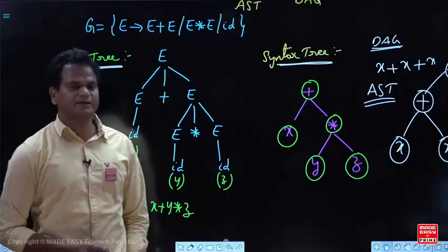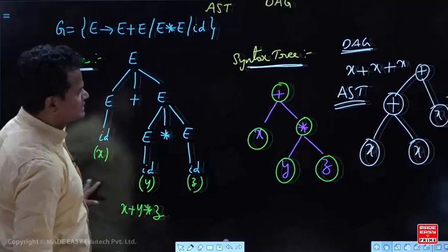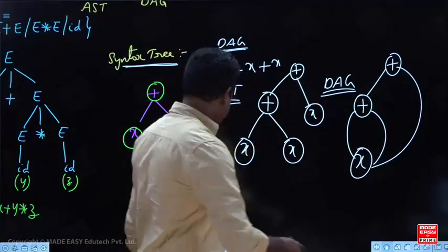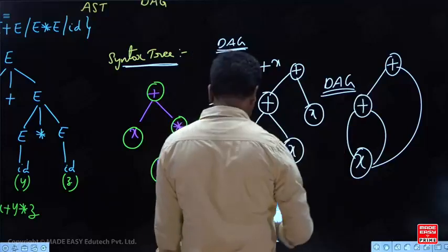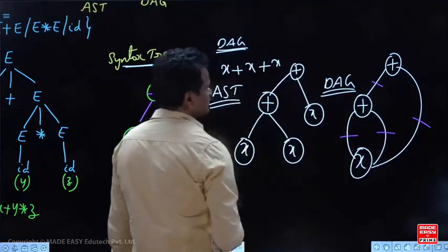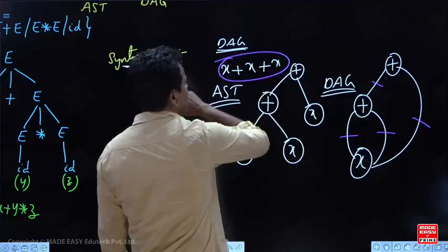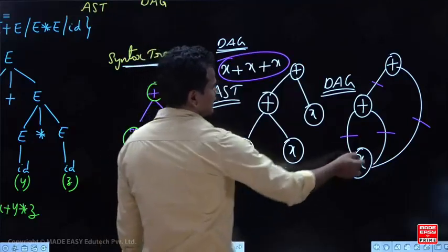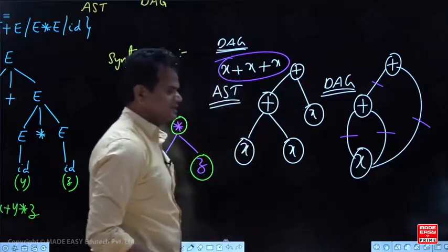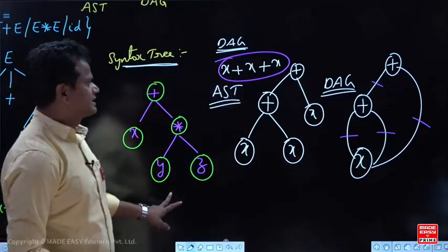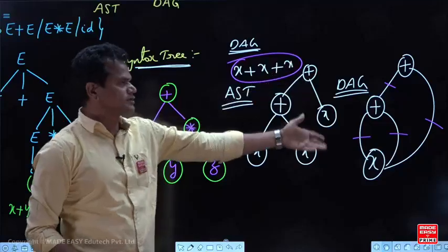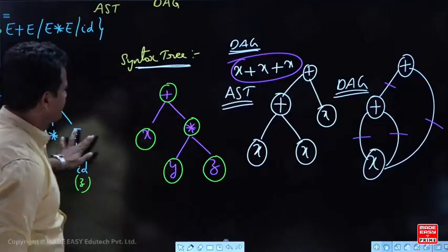So how to consider the DAG for this, and they can ask you a question like this: number of nodes, these are the nodes, and number of edges, these are the edges. 1, 2, 3, 4. So for X plus X, how many minimum nodes are there? 1, 2, 3 nodes. How many edges are there? 1, 2, 3, 4 edges. They can ask you like this. So the minimum number of nodes and edges for the expression X plus X: 3 nodes and 4 edges, the answer.